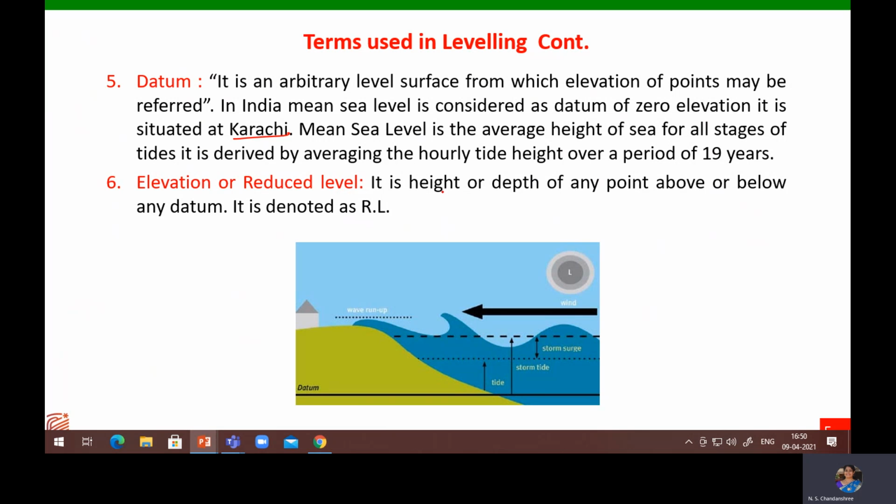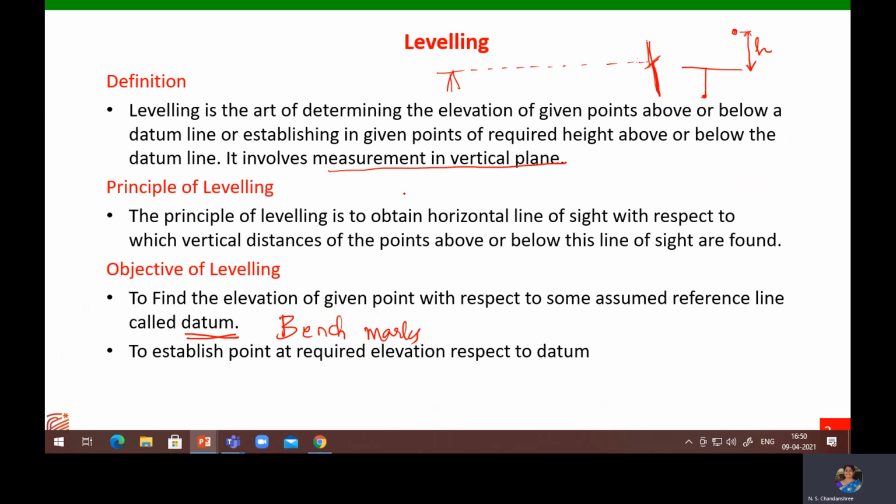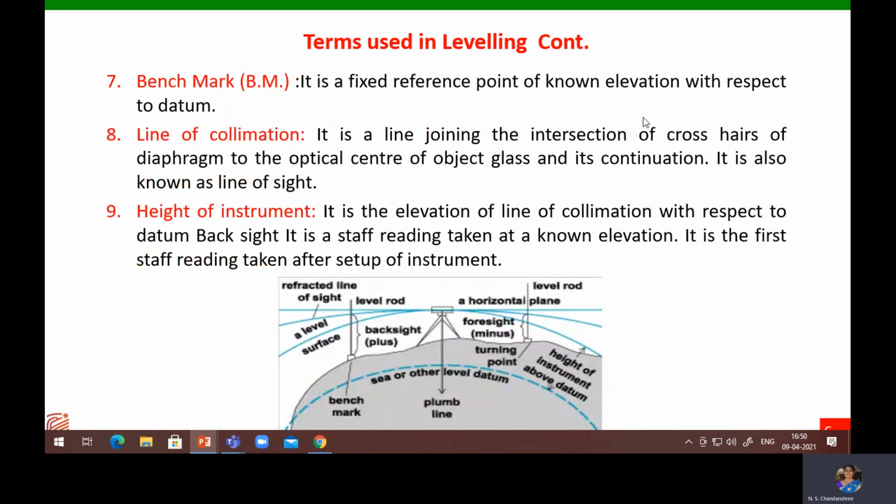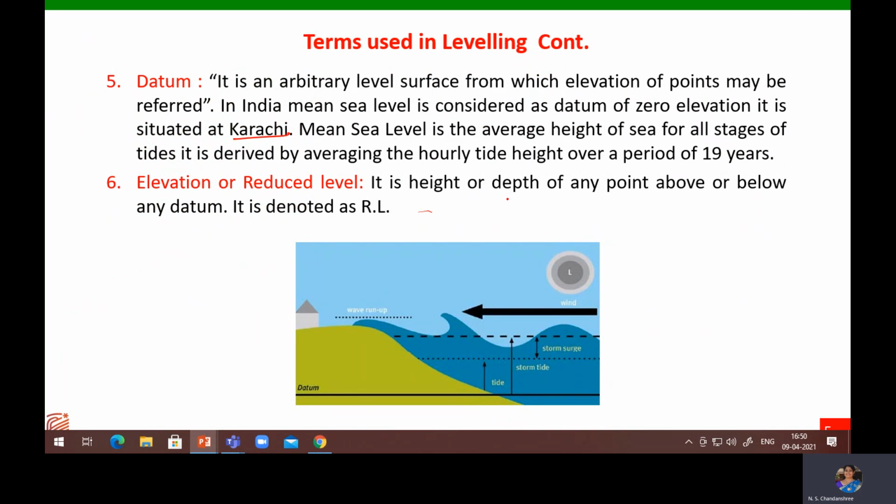Next is elevation or reduced level. In the definition of leveling itself, we learned that leveling is the art of determining the elevation of the given points. Elevation is vertical height. If the point is above the datum, it is height. If the object is below the datum, then it is depth. Height or depth, both are measured in the vertical plane. So the height or depth of an object above or below any datum is known as reduced level. So the reduced level of that particular point is given.